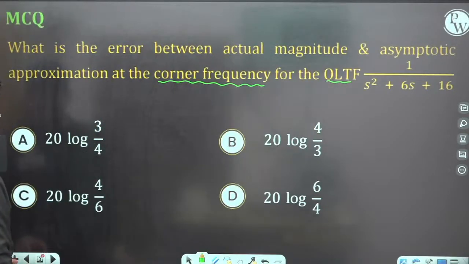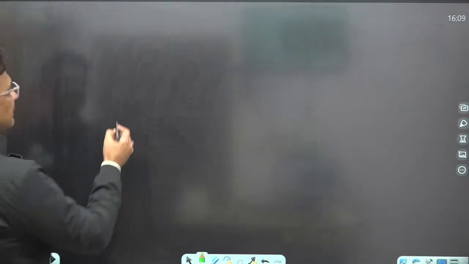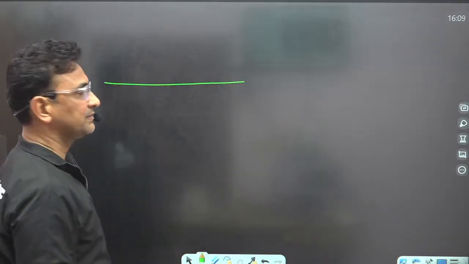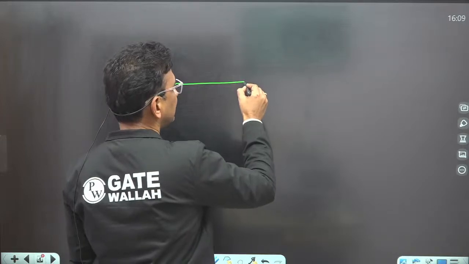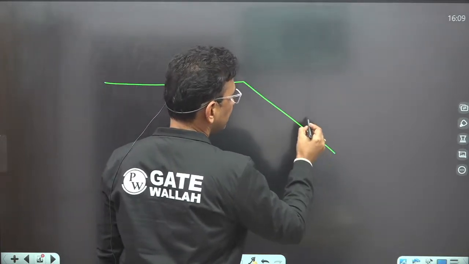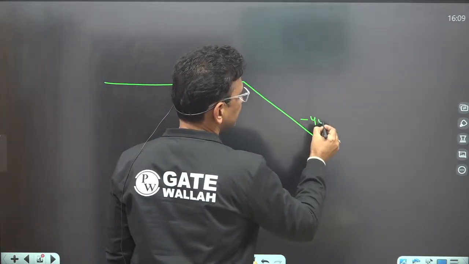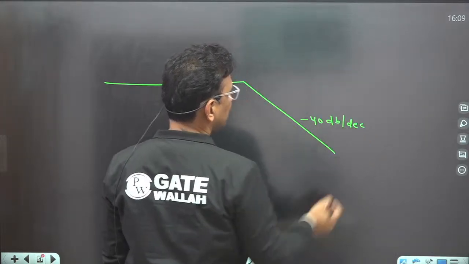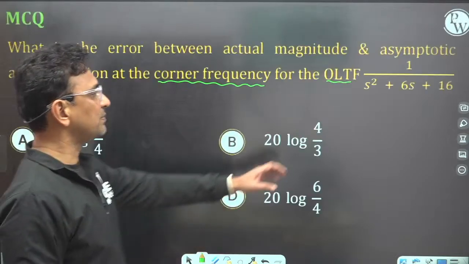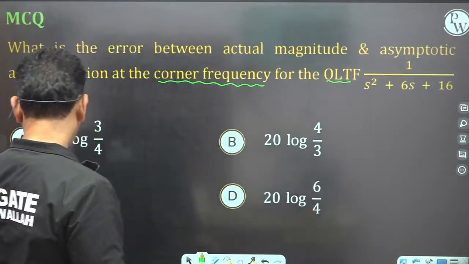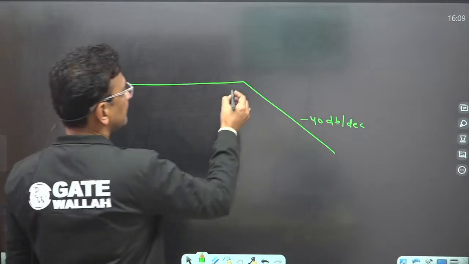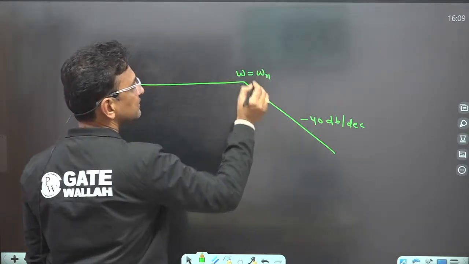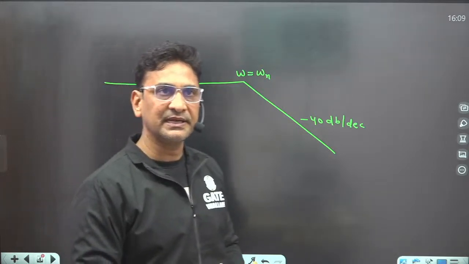It will be two straight lines, one of 0 decibel line, then at the corner frequency the slope will change from 0 to -40 decibel per decade. And what is the corner frequency for the complex conjugate pole? For the complex conjugate pole, the corner frequency is nothing but omega n, that is called the natural frequency of the transfer function. Clear?